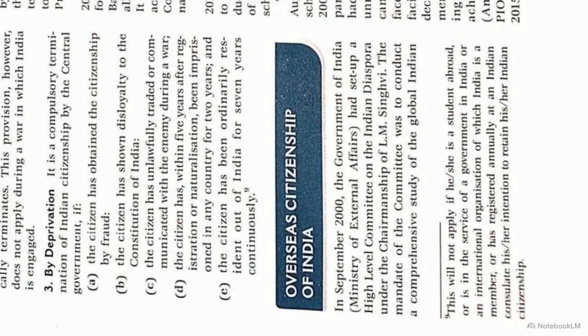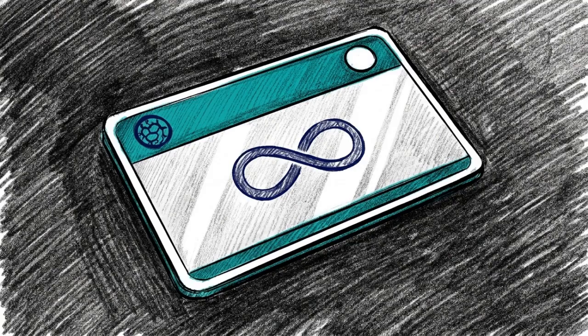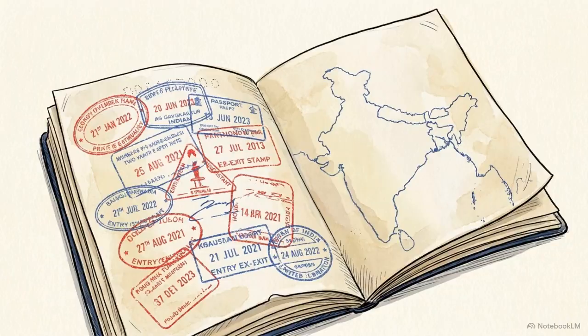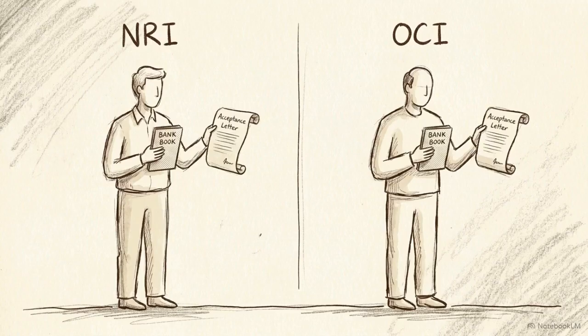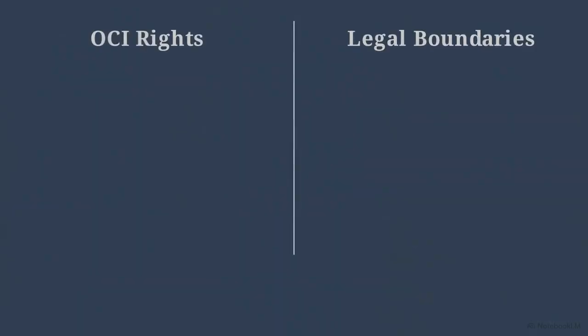And to clear up a very common point of confusion, the old person of Indian origin, or PIO card scheme, is officially dead. As this provision notes, the government merged the PIO scheme directly into the OCI system back in 2015. So what does an OCI card actually do? It grants the holder specific practical benefits, primarily a multiple-entry, multi-purpose, lifelong visa to visit India, alongside broad economic and educational parity with NRIs.